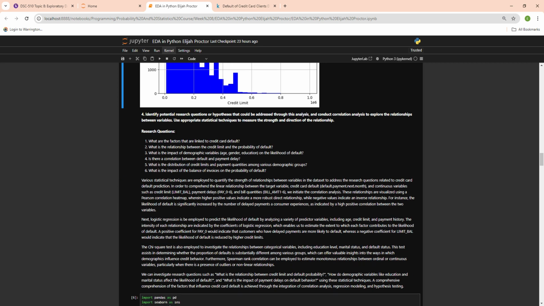Now for question 4, talking about research questions and using statistical techniques to measure the strength and direction of the relationship. So we have 6 questions that we hope to answer. What are the factors that are linked to credit card default? What is the relationship between credit limit and probability of default? What is the impact of demographic variables on the likelihood of default? Is there a correlation between default and payment delay? What is the distribution of credit limits and payment quantities among various demographic groups? And what is the impact of the balance of invoices on the probability of default?